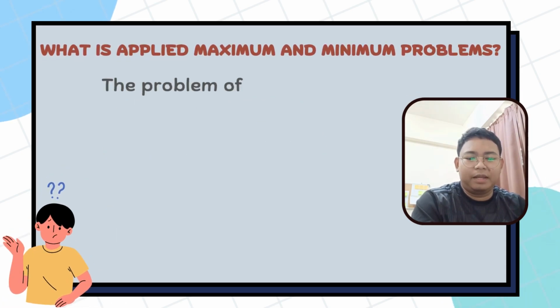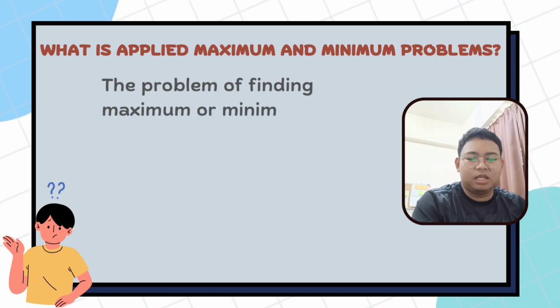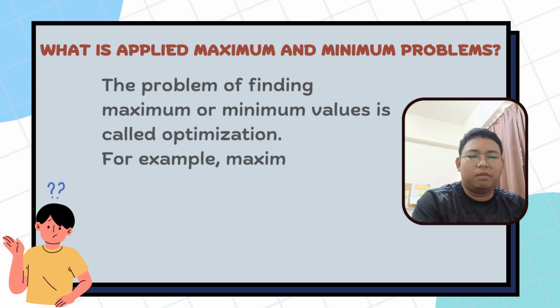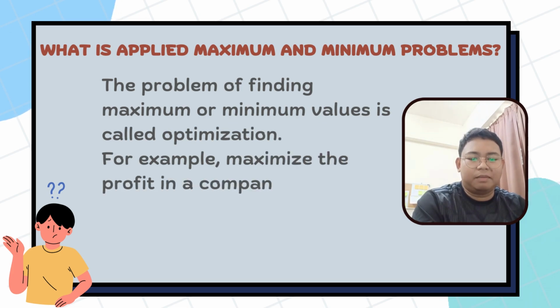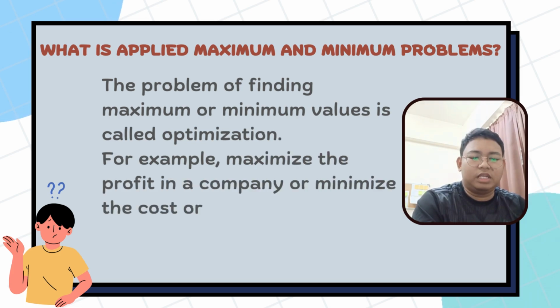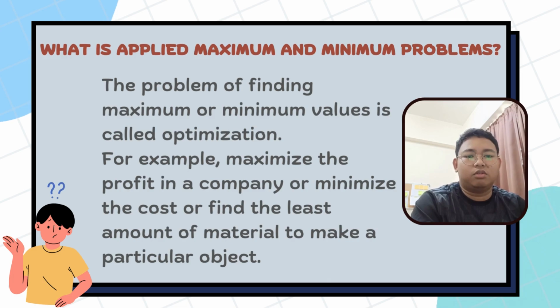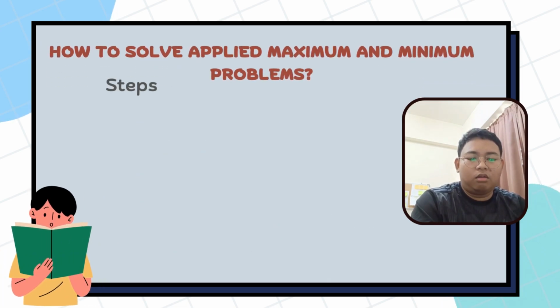What are applied maximum and minimum problems? The problem of finding maximum or minimum value is called optimization. For example, maximize the profit in a company, or minimize the cost, or find the least amount of material to make a particular item. How to solve applied maximum and minimum problems?